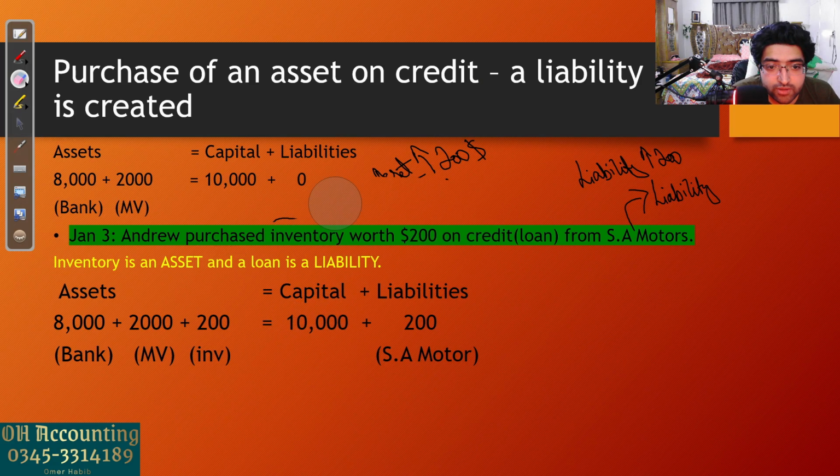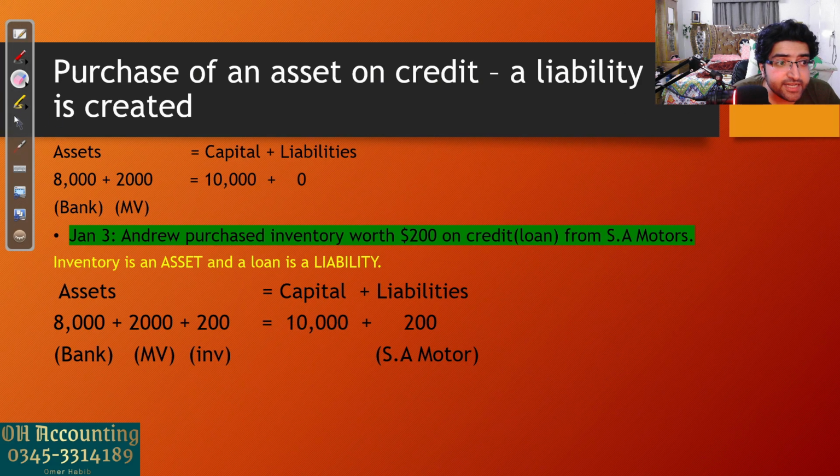Let me erase all this and continue with the impact. So let's see, bank was 8,000, bank is still 8,000 because there were no changes to bank due to this transaction. Nothing is mentioned about the bank. Again, motor vehicle was 2,000, it is still worth 2,000 in the business. Did we buy any other motor vehicle in this transaction or did we sell the motor vehicle? No. So no impact on motor vehicle. But now we have another asset which is inventory in our business because we have purchased inventory worth 200. So I've shown that on the asset side.